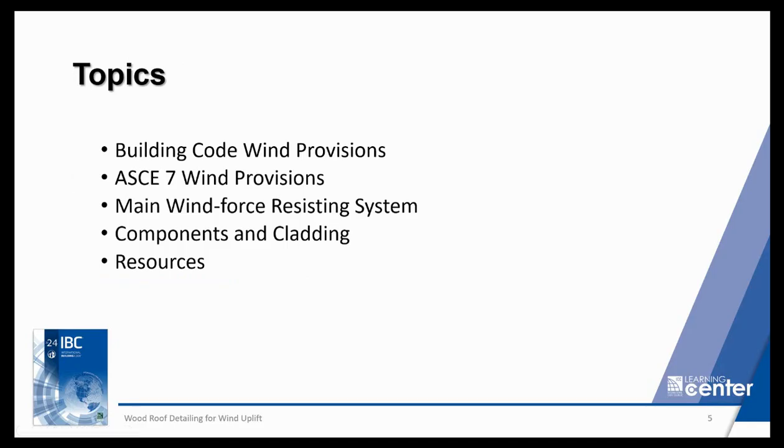So here's our outline of topics for today. We'll talk first about the building codes and the reference standards that we'll be using for the presentation today. We'll talk then about the ASCE 7 general provisions in Chapter 26. We'll jump into the main wind force resisting system provisions for our example. Take a break. We'll come back and cover components and cladding. And if we have time, there are some resources at the end of the program, but those are really just bonus material for you in the handout.